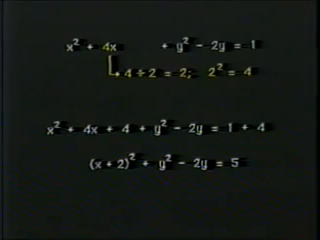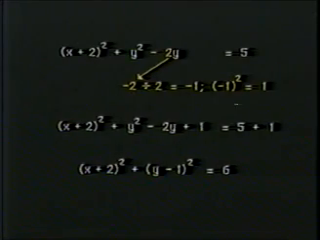Completing the square. First, the x part. We divide the 4 in 4x by 2, and then square the answer, 2, to find the magic number. Then we complete the square on the x part by adding the magic number 4 to both sides. That lets us write the x part in the shape we need, x plus 2 squared.